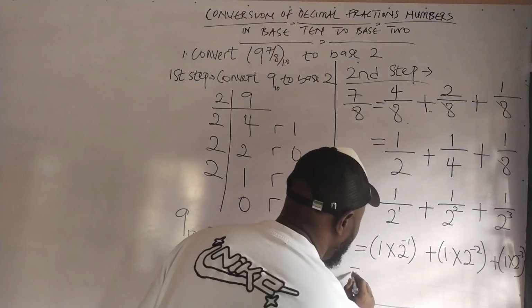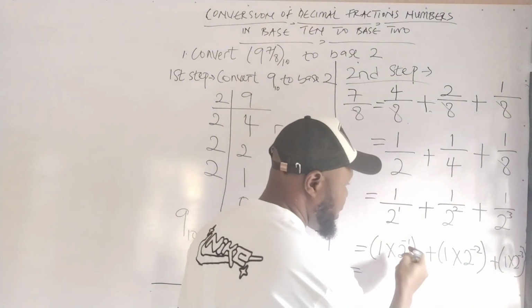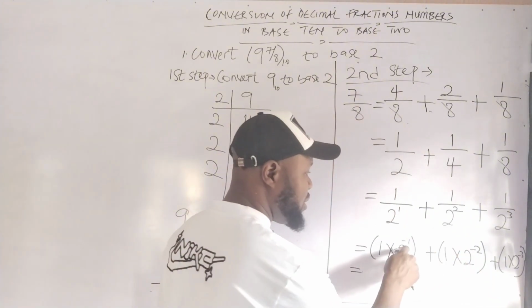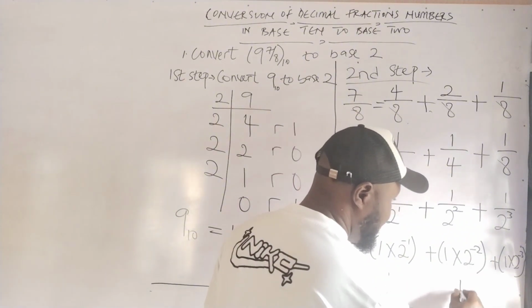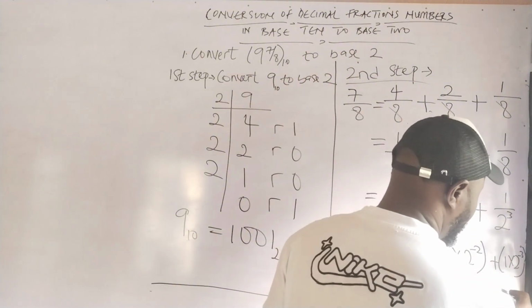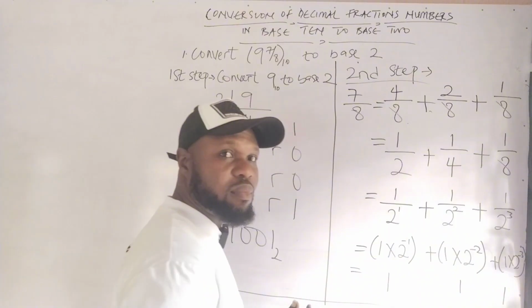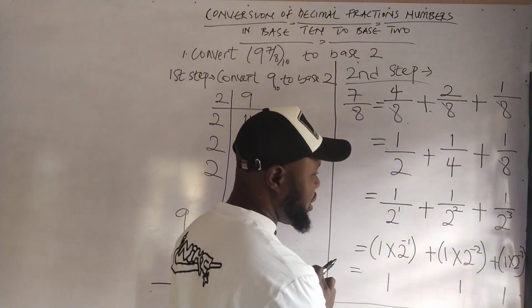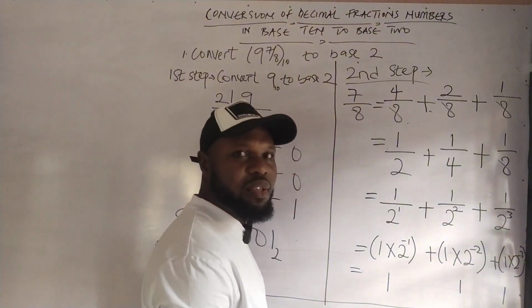Then, now, we need to consider something here. This power is having minus 1, this one is having minus 2, this one is having minus 3. We have 1, 1, 1. But let's assume that we have minus 1 here, we don't have minus 2 here, we now have minus 3 here.